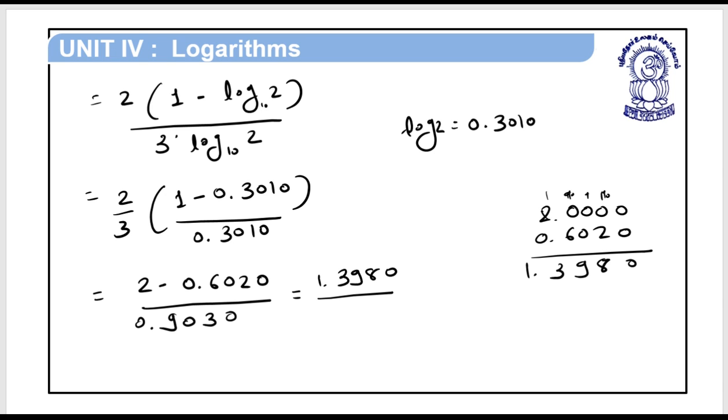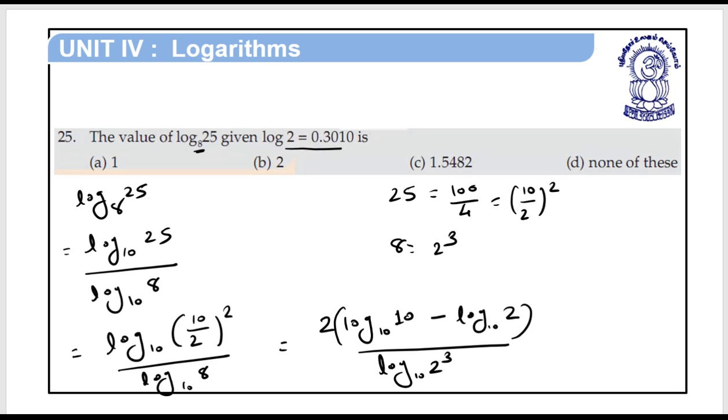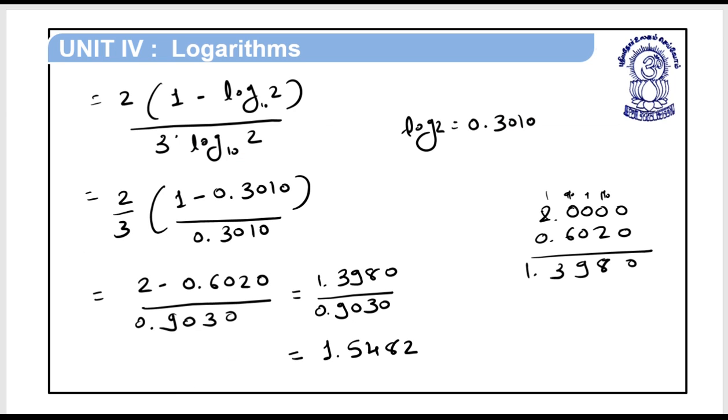1.3980 divided by 0.9030. If you divide 1.3980 by 0.9030, we will get the value 1.5482. So the answer is 1.5482. This chapter is over here.